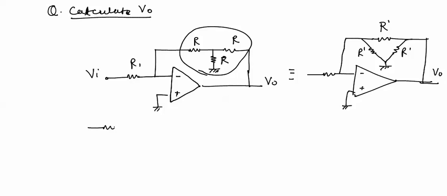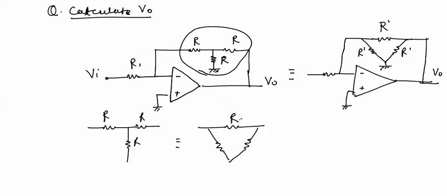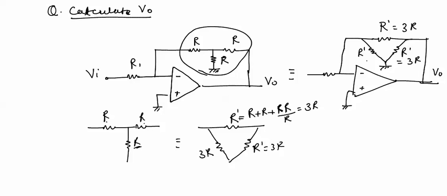Now this star network, which has three resistances R, R, R, can be converted into a delta network. This resistance R dash will be the addition of these two resistances R plus R plus multiplication of these two resistances R into R divided by the opposite resistance R, which will be equal to 3R. Similarly, this R dash will be equal to 3R, this R dash will be equal to 3R. So all these resistances will be of value 3R.